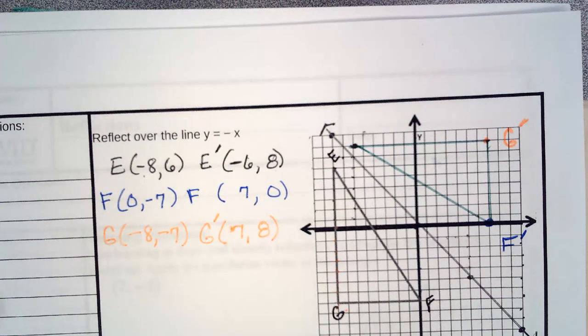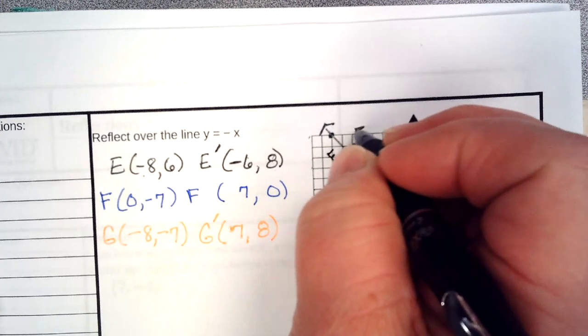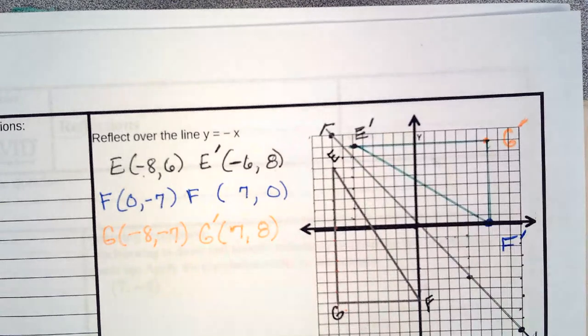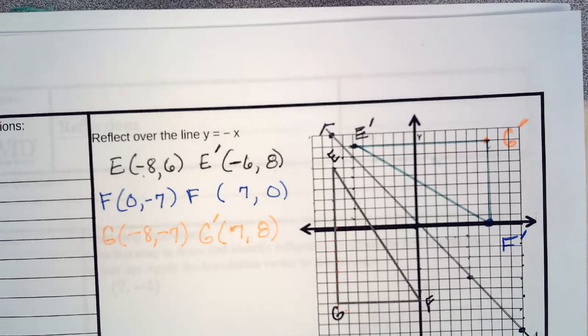I forgot to identify E prime. Okay, so if you're looking, it flips it over, and you can see how it also turns it around to where it looks like it's backwards.